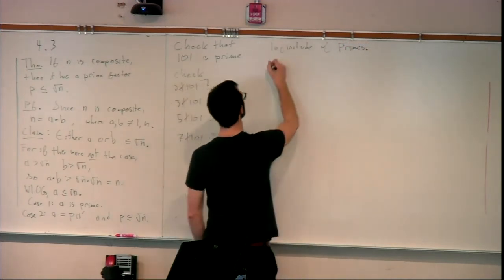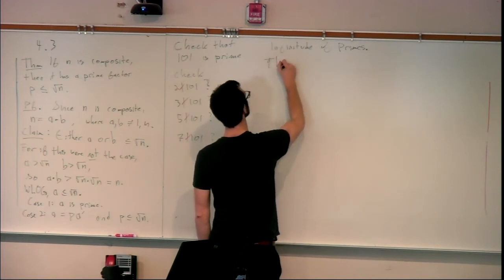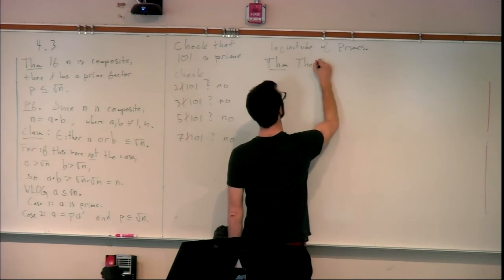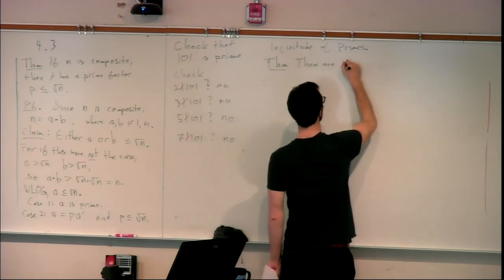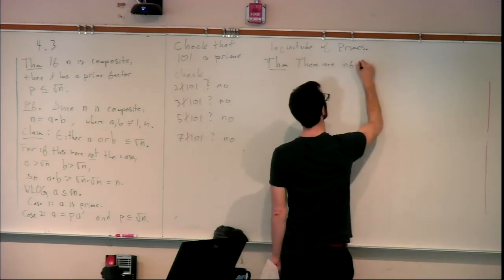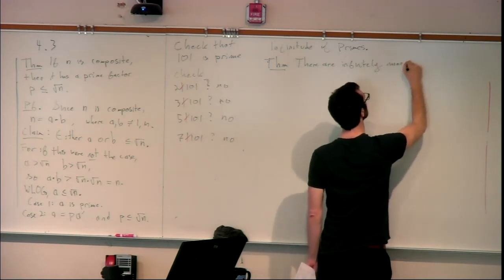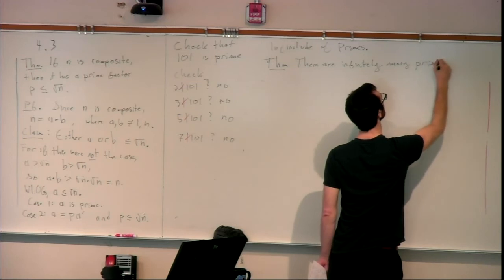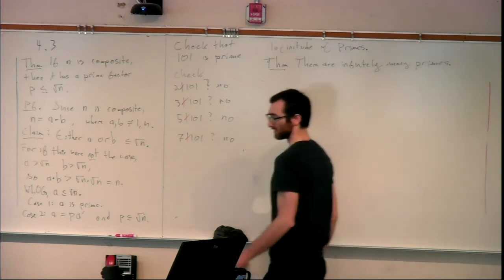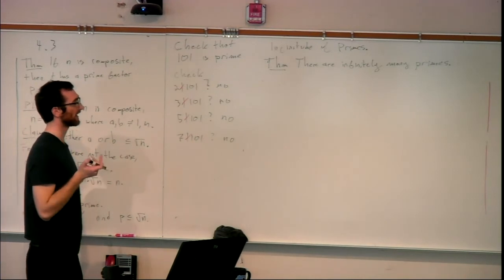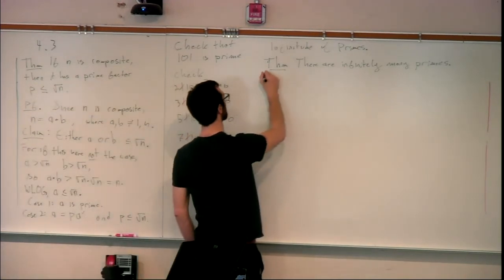So the claim is, theorem: there are infinitely many primes. This is another very, very beautiful proof, and it will proceed by contradiction. So, proof by contradiction.